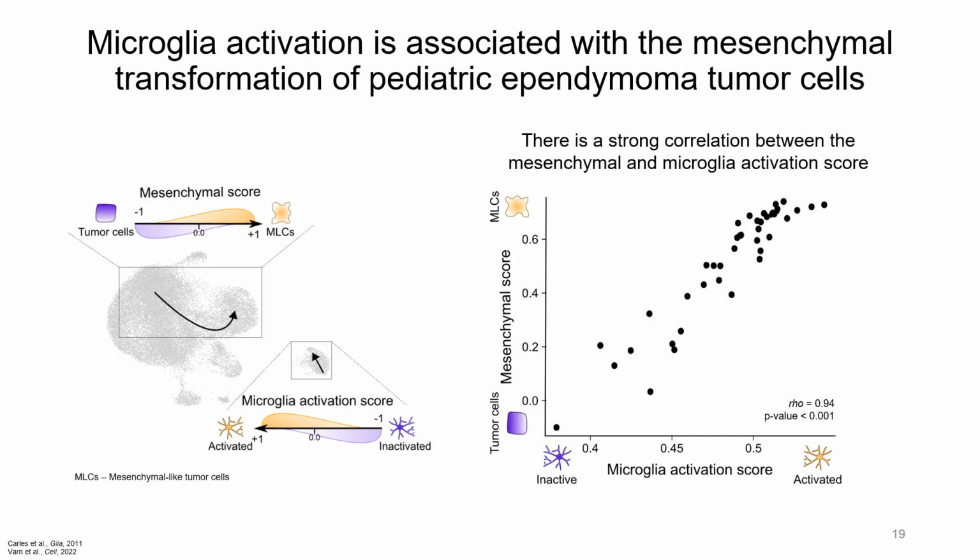To better understand these dynamics, we then defined a mesenchymal and microglia activation score for each tumor. These scores represent the relative density of cell abundance inferred by ConDecon along the EMT-like or microglia trajectory, respectively. When we look at the relationship between these two scores, we find that there is a strong correlation between the mesenchymal and microglia activation score. These results suggest that the mesenchymal transformation of ependymoma tumor cells is paralleled by the activation of tumor-infiltrating microglia, consistent with the central role of the tumor microenvironment in this process.